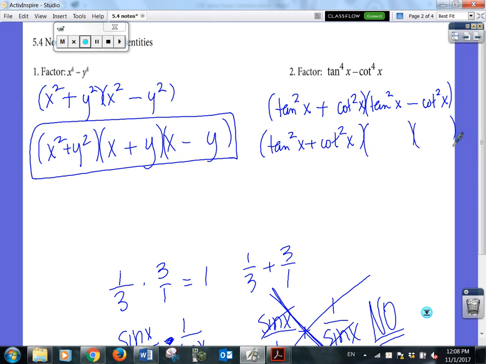But we can factor this a little bit more. Tangent x, cotangent x, cotangent x, one's plus, one's minus. And that's as far as you could go on that problem.